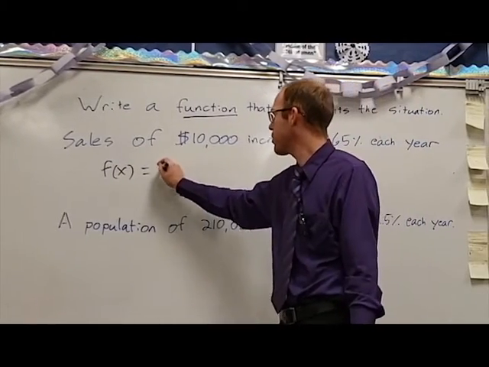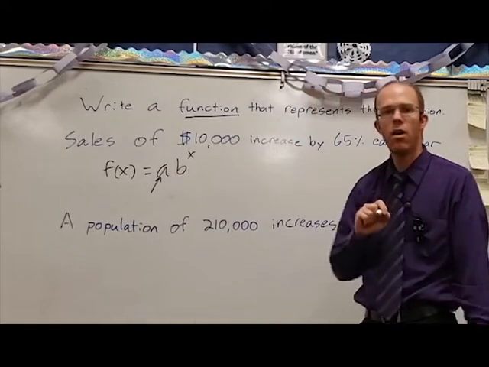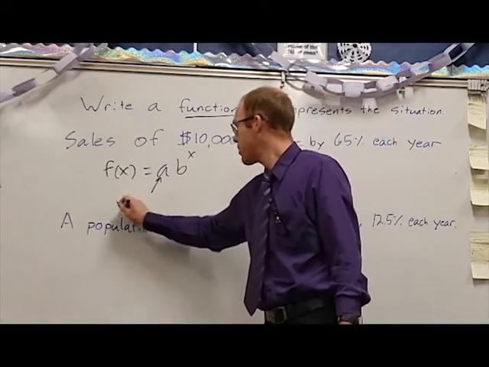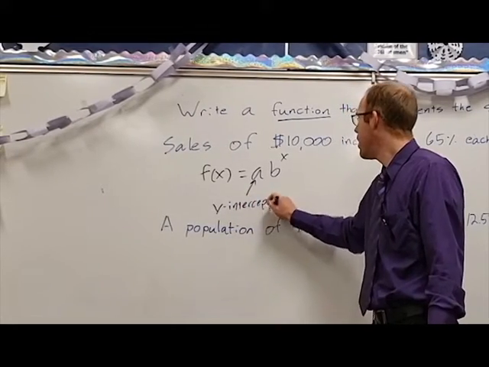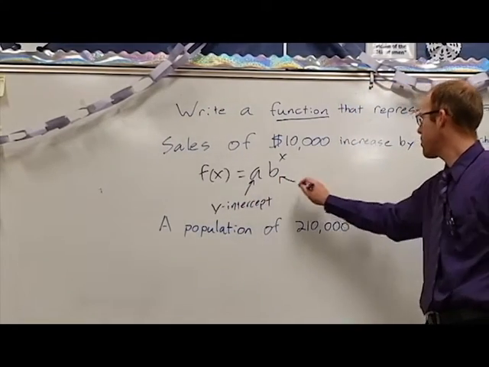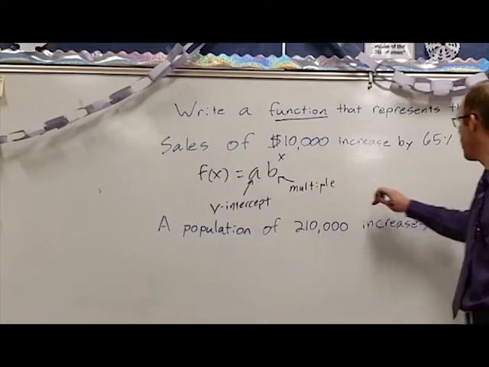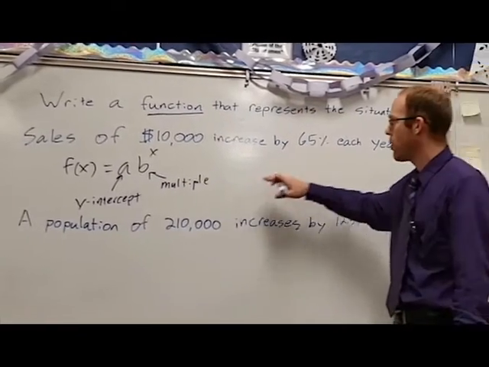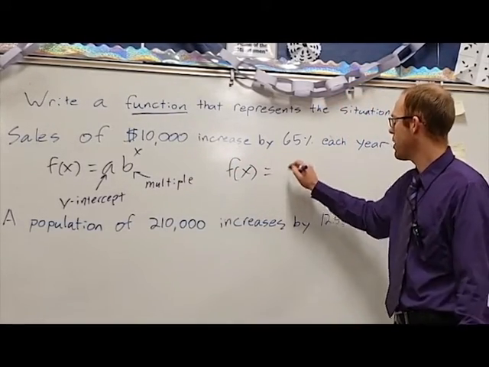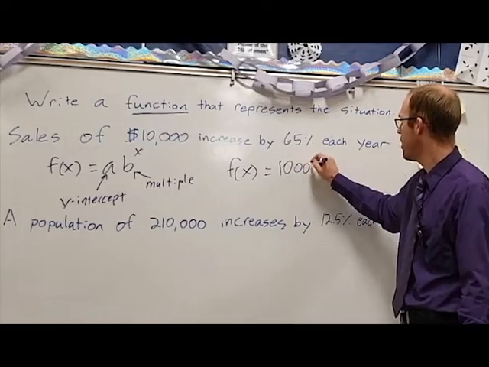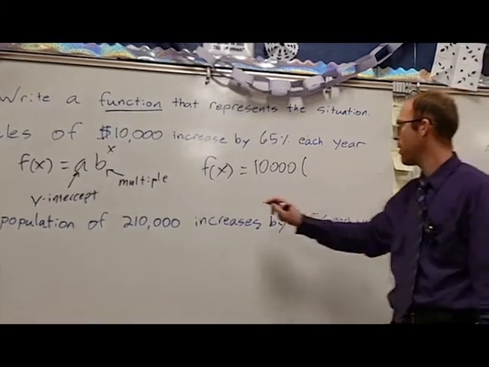Remember, f of x equals a times b to the x is our exponential function, with a being the y-intercept, or our starting value, and b representing our multiple, which we will get from our percent right here. So our starting value is 10,000, so we write f of x equals 10,000 times our multiple is going to be given by the 65%.